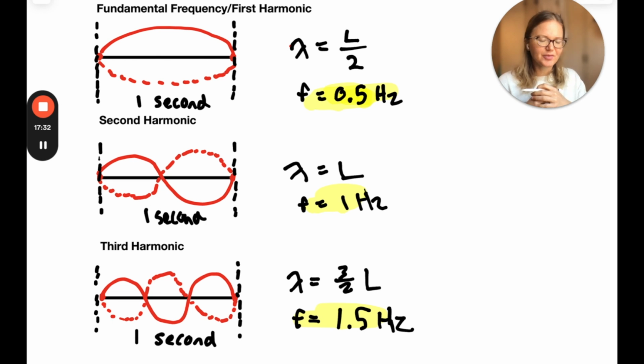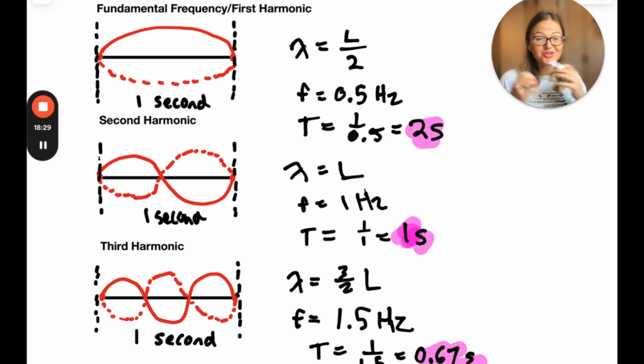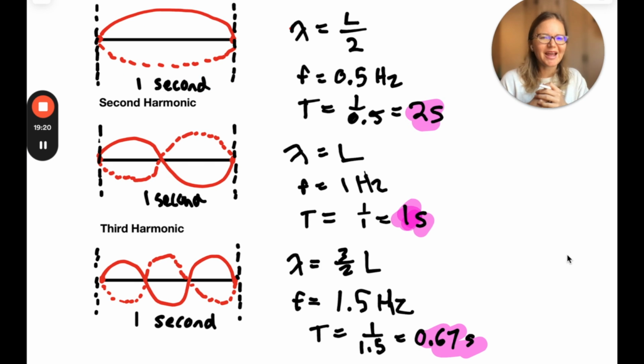But if you want more practice on how to calculate period, you can pause the video and I'll write the calculations out here so you can test yourself. Okay, so you should have gotten that your period for the first fundamental frequency would be 2 seconds, for the second harmonic would be 1 second, and for the third harmonic would be 2/3 of a second. So there you see the trend: as we increase harmonics, our period is decreasing. That's how we knew that the answer to this question was C, the third harmonic, because the third harmonic must have the shortest period.